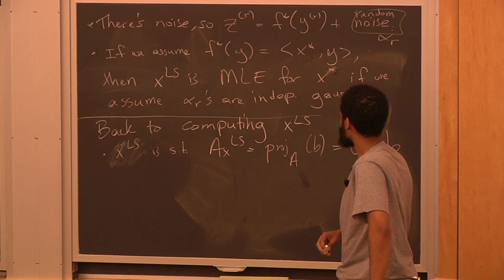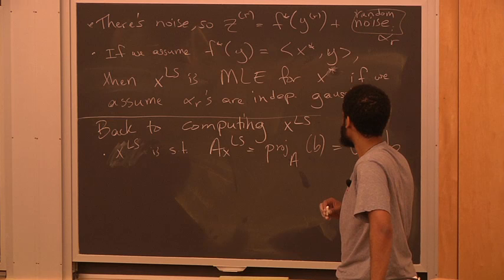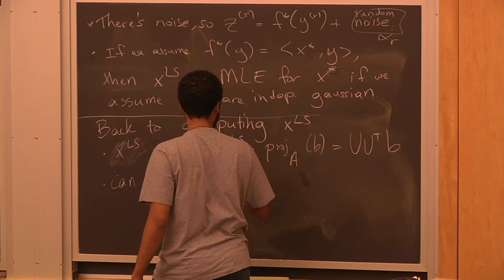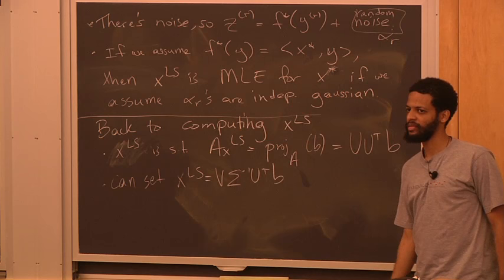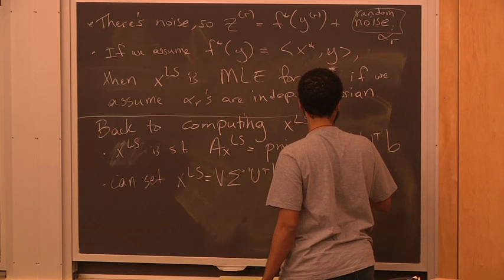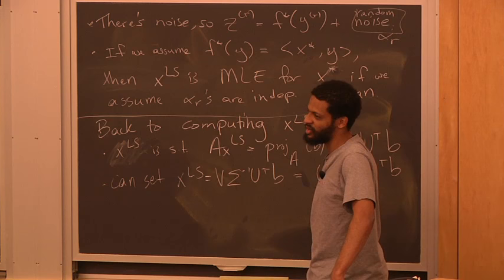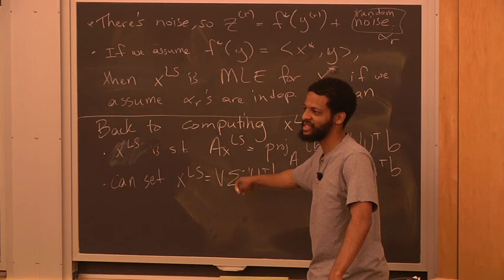So how would you compute the least squares, x least squares? Well, you want this, right? So you can set X_LS to be V sigma inverse U transpose b once you have the SVD. I'll leave it to you as an exercise. This also equals (A transpose A) inverse A transpose b. Maybe this is the thing you're used to seeing. This is assuming that A has full column rank, so A transpose A is actually invertible. If A transpose A is not invertible, then what you do is compute the pseudo inverse, which basically amounts to doing this. OK. So this makes sense even when A doesn't have full column rank.